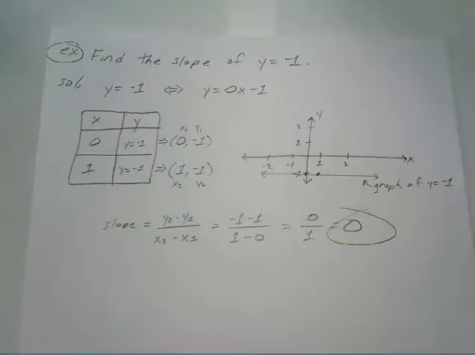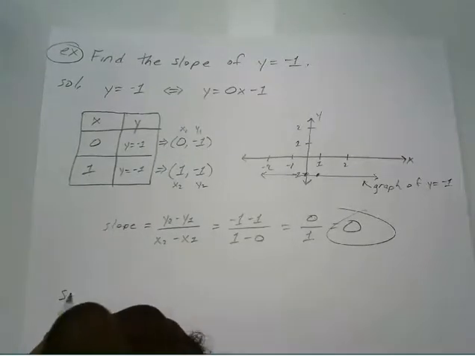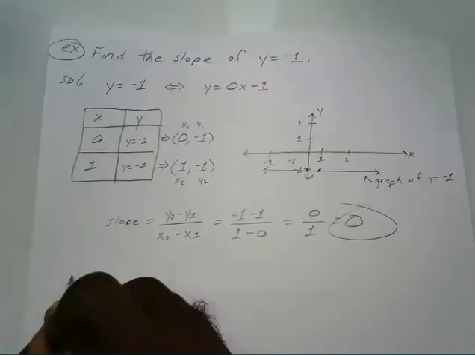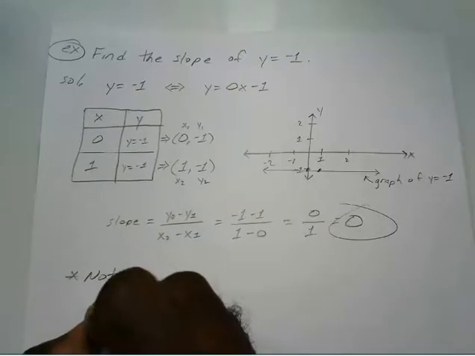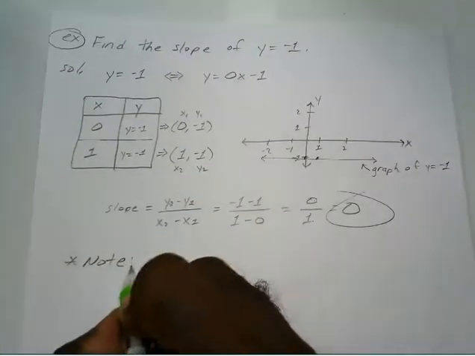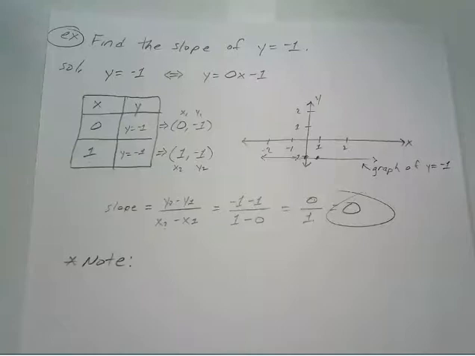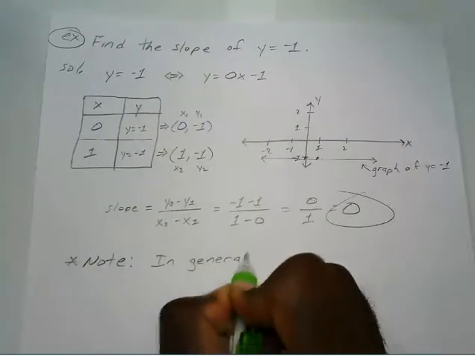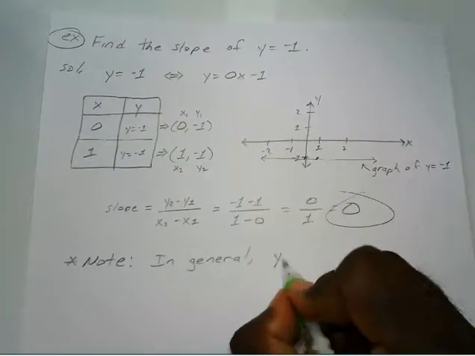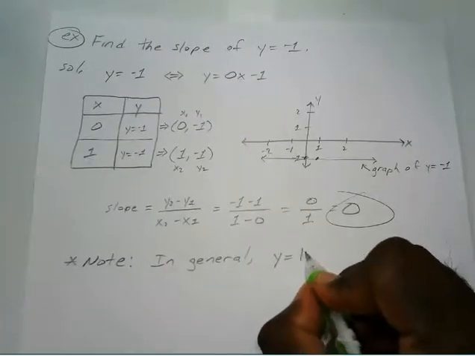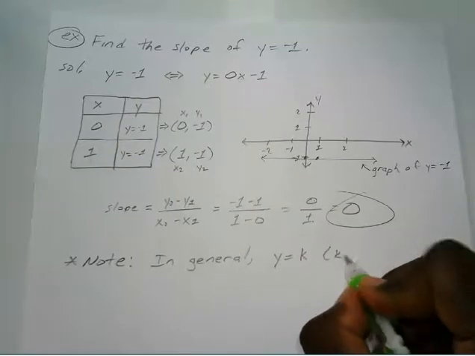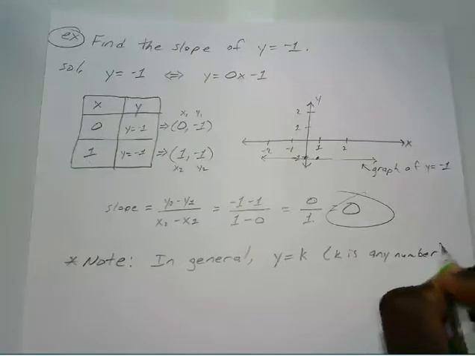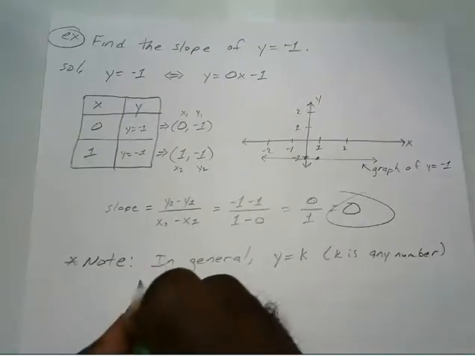Okay, but here's the shortcut I was telling you about. And instead of shortcut, I'll just write that as a note. Okay, so using the shortcut, in general, y equals, let's say, any number k, where k is any number, will always have a slope of 0.